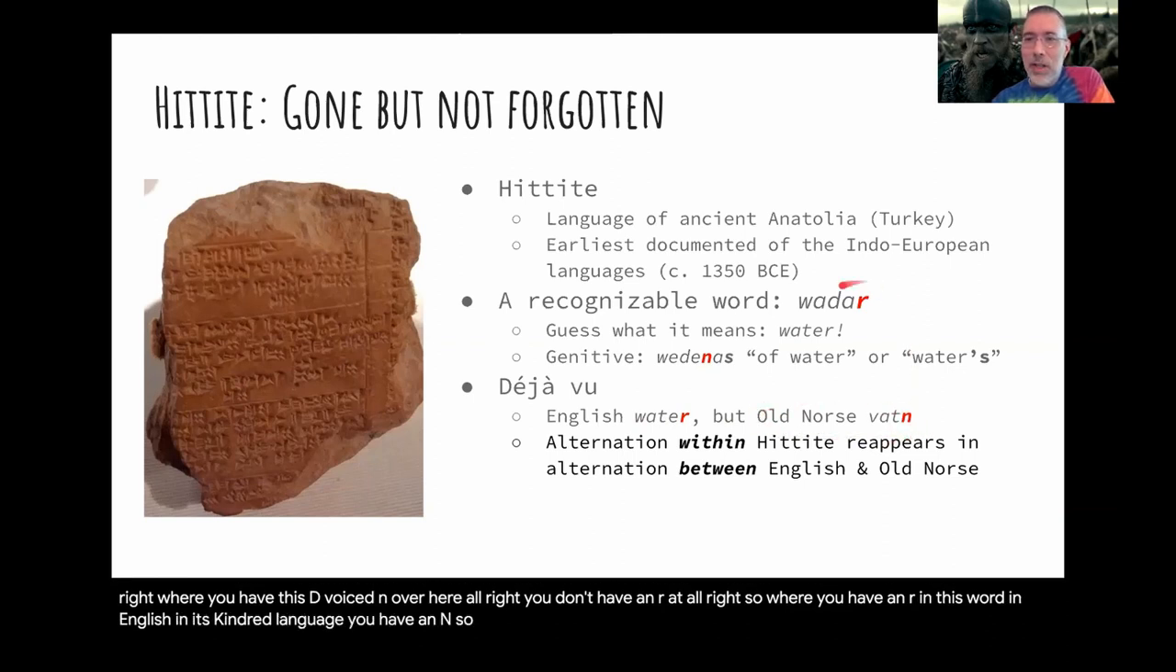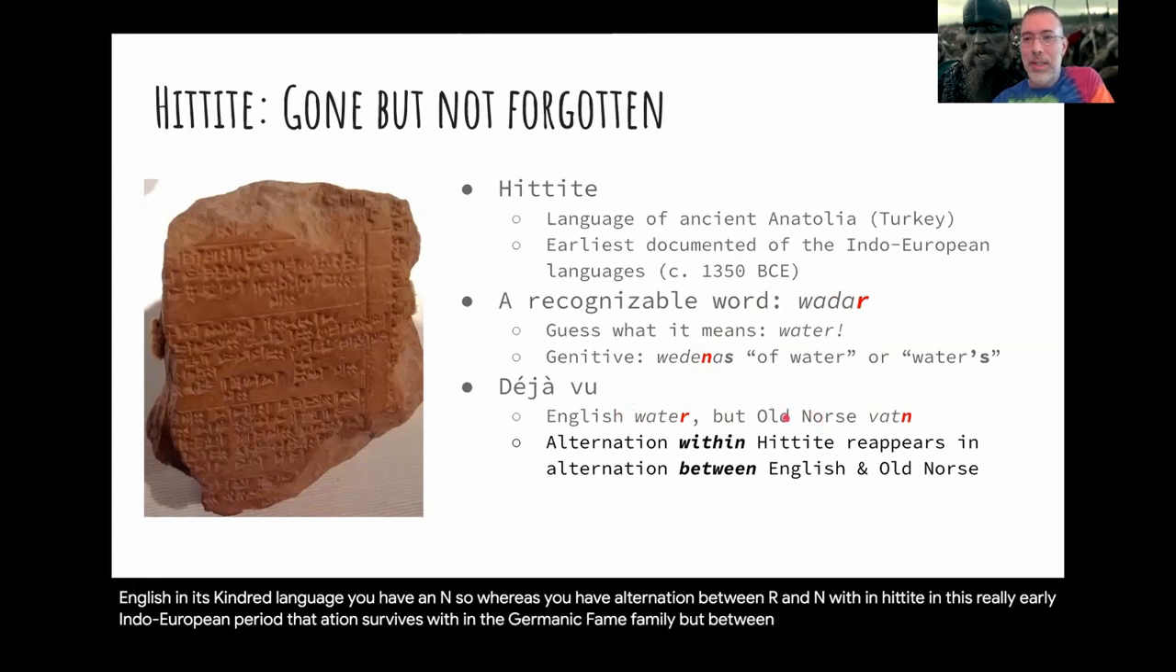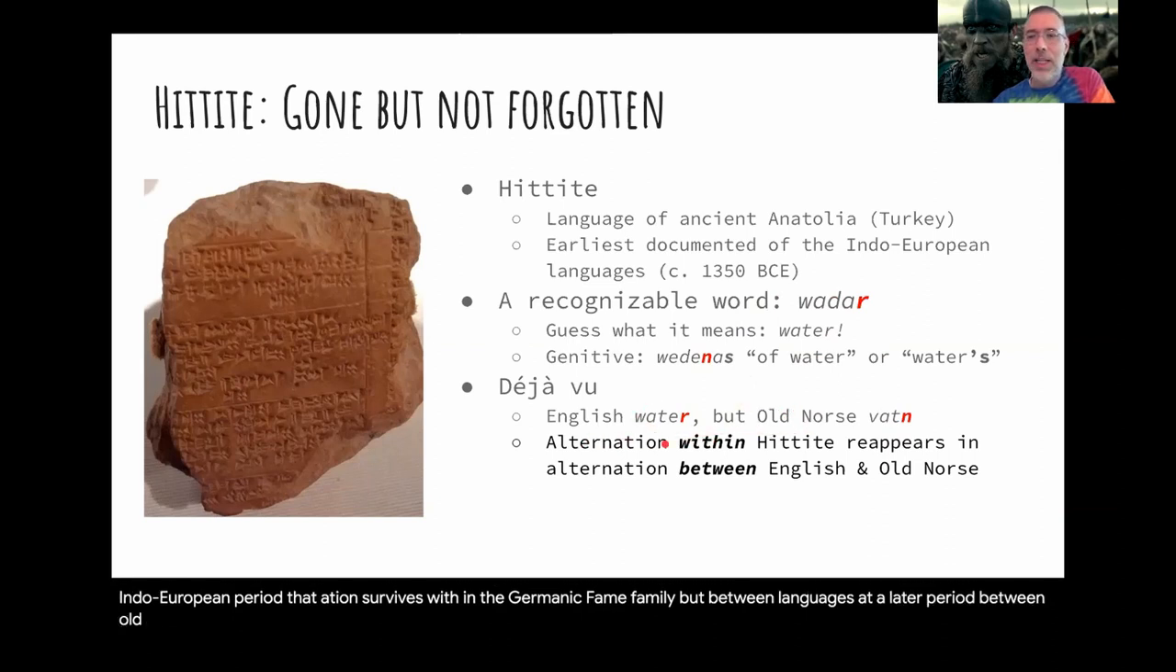So whereas you have alternation between R and N within Hittite in this really early Indo-European period, that alternation survives within the Germanic family, but between languages at a later period, between Old Norse and English among the Germanic languages.